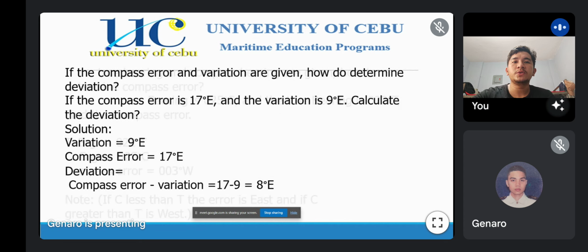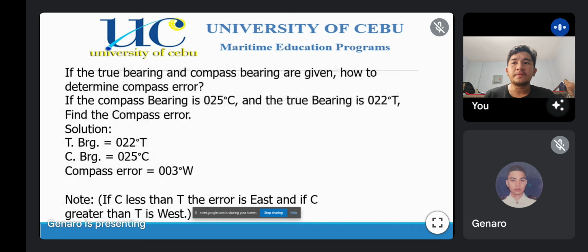Alright, so if the true bearing and compass bearing are given, how do we determine compass error? To determine the compass error, we must subtract the true and compass bearing, and use the compass best, error west, or the compass least, error east method.